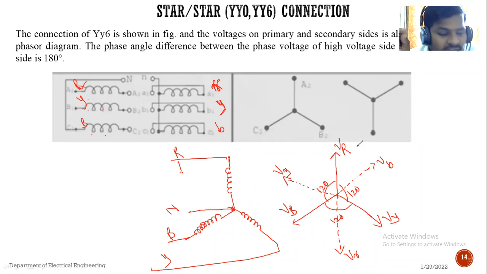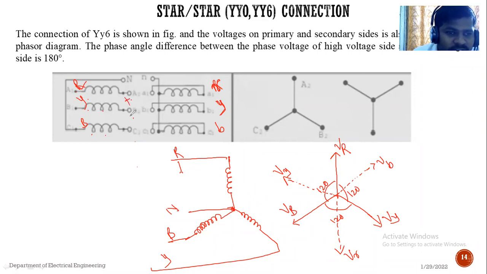Compared to the primary, the secondary is connected with a 180-degree phase shift. See the phase angle difference between the phase voltage of the high voltage side and the low voltage side, it is 180 degrees. The angle between the two will be 180 degrees. See how the connection is made. How can it be connected, with the winding shifted 180 degrees, we connect A2, B2 and C2.